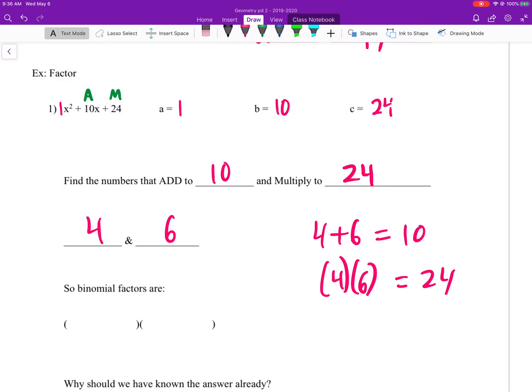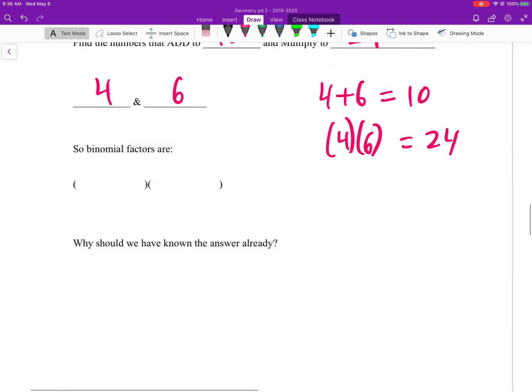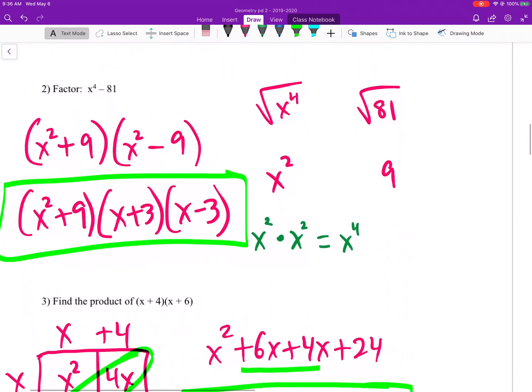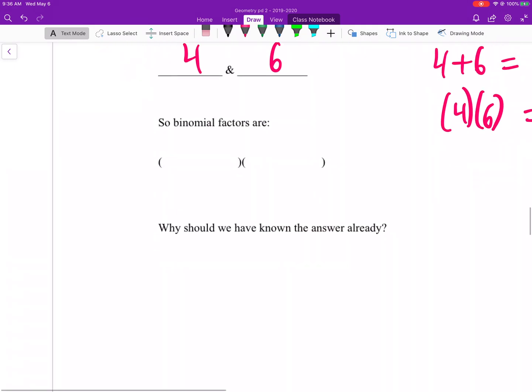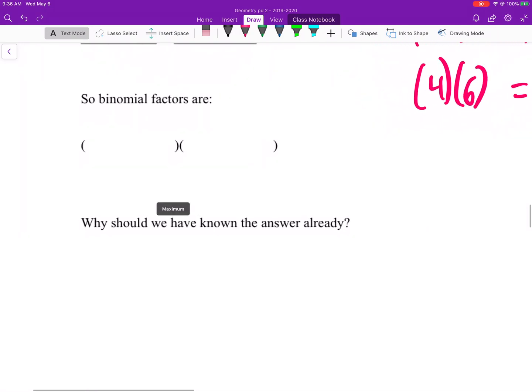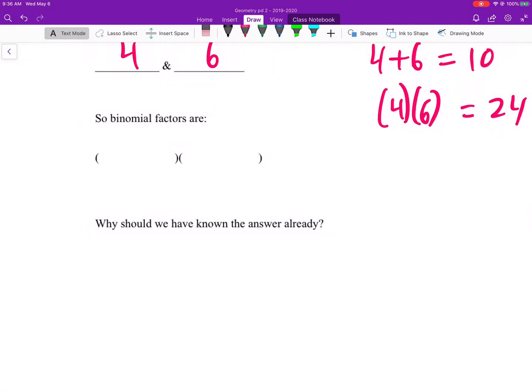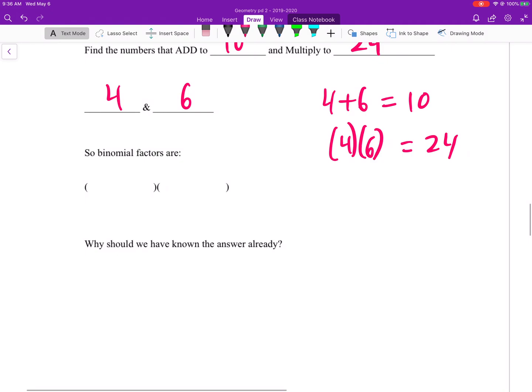Alright, so now we write it just like we did, guys, with dots. We wrote it as two binomials times each other. We're going to do the same thing here. We write it as a product of two binomials. The factors were 4 and 6, so we write x plus 4 and x plus 6.